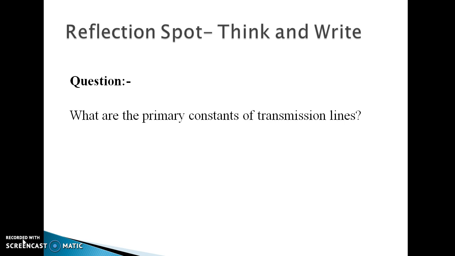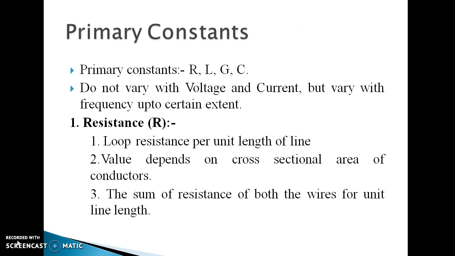Here, the reflection spot question is: what are the primary constants of transmission lines? You just pause the video and write the answers in your journal. The primary constants of transmission lines are R, L, G and C. So we will see these constants in detail.